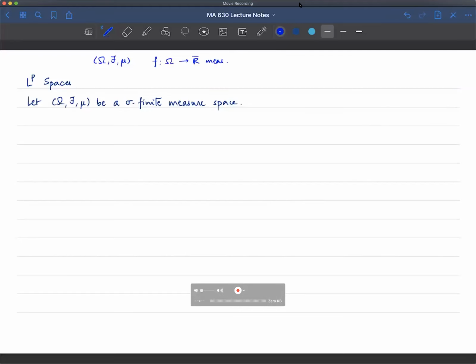right? I don't know if we actually said this, but we may have said that f is in L1 if the integral of the absolute value of f d mu is finite. So basically, I don't know if we have introduced this notation or not, but this is a fact. You say that f is in L1 if the integral of the absolute value of f d mu is finite.